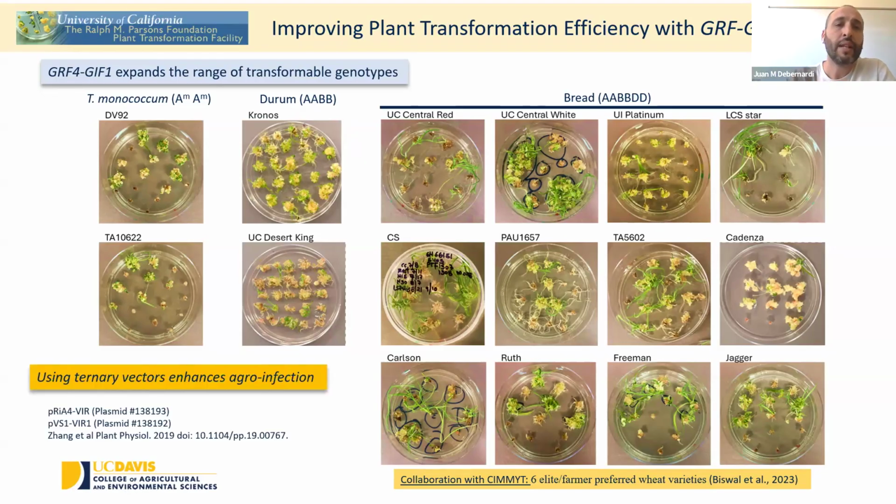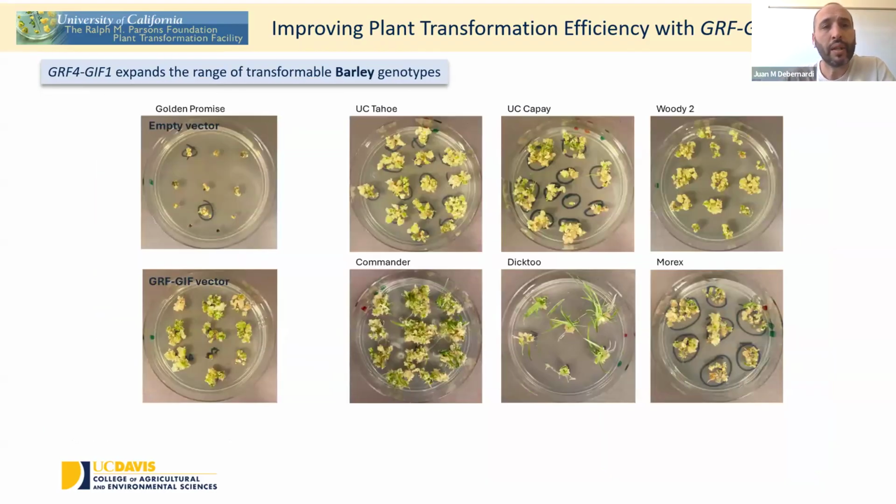Something that I want to mention here is that, in addition to the morphogenic genes like GRF-GIF, or in the case of Baby Boom and Wuschel, I highly recommend using ternary vectors. There are great tools on Addgene that you can order, because these ternary vectors enhance Agrobacterium infection, and they really help to expand the genotypes that you can transform. Using the system, we are also now transforming several barley genotypes. Here are examples of different cultivars from different places and different breeding programs.